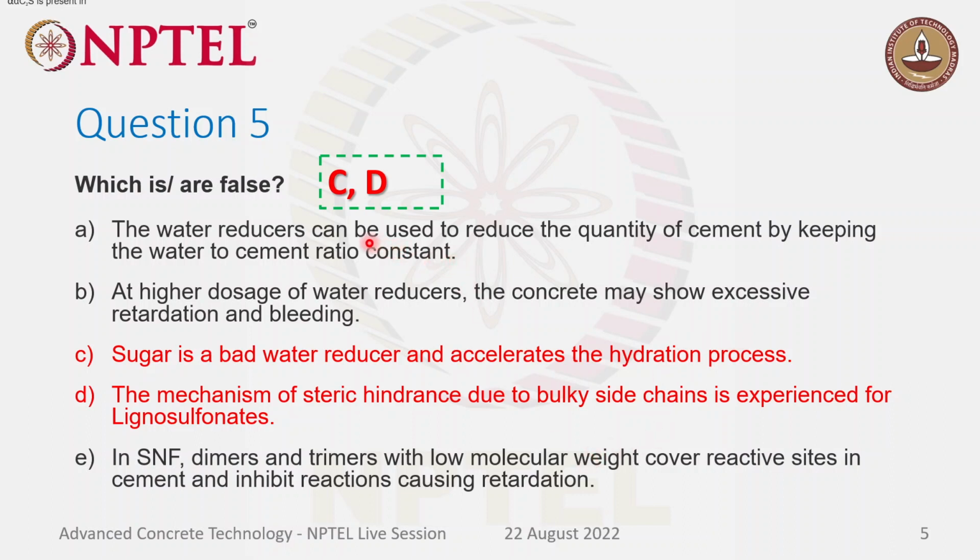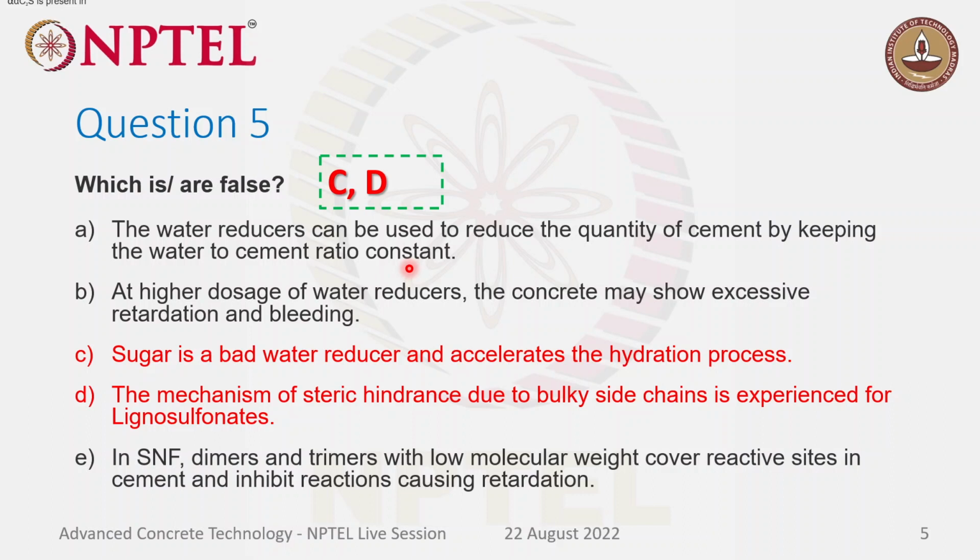Option A says that water reducers can be used to reduce the quantity of cement by keeping the water cement ratio constant. Sir has explained while introducing water admixtures and water reducers that by keeping the water cement ratio constant, we can reduce the amount of cement used, which gives an economical solution as well. And at high dosage of water reducers, obviously there will be retardation as well as bleeding.